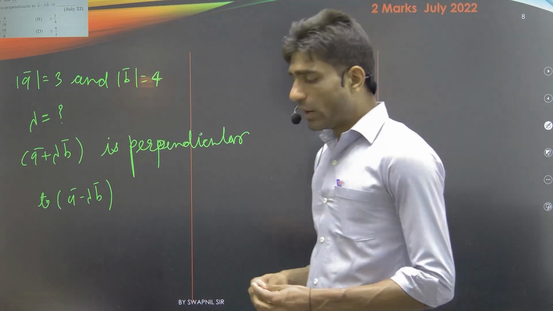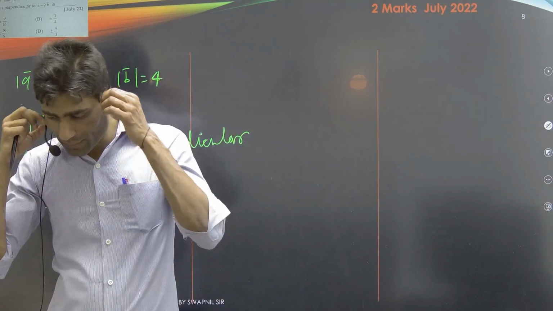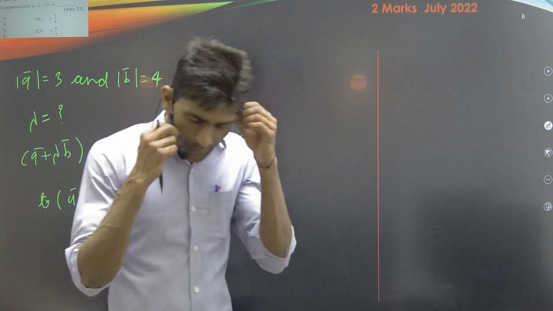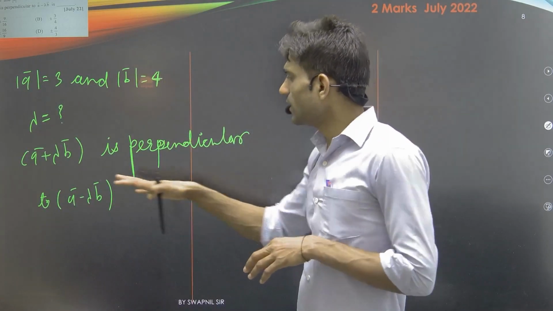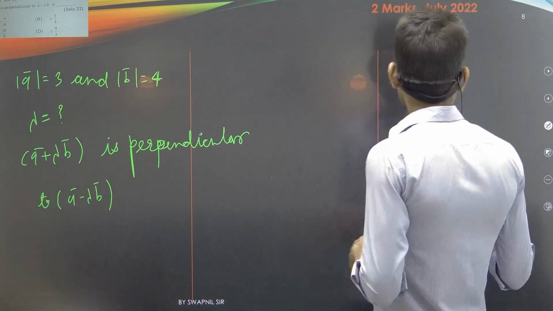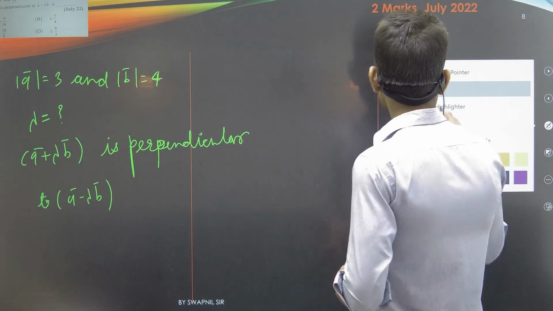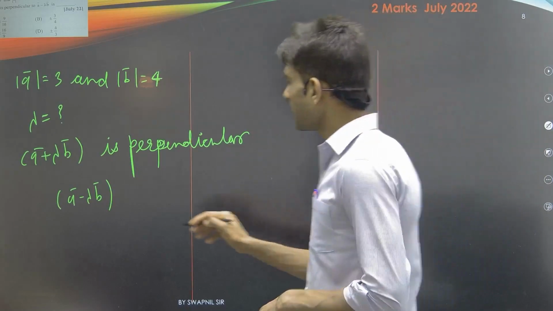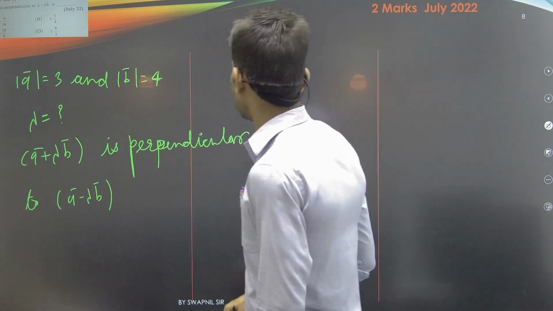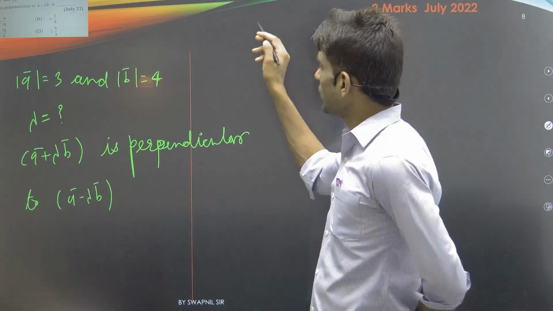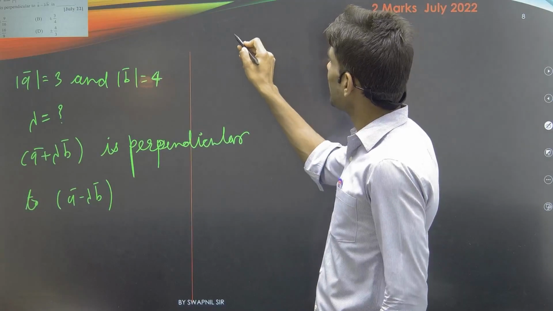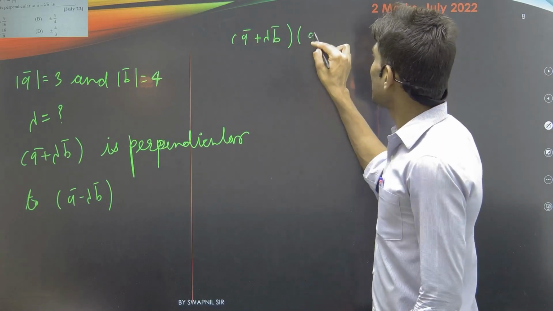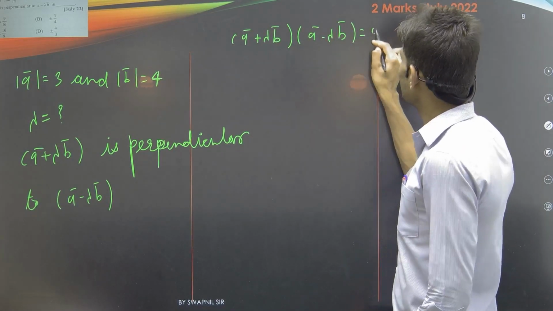Now we have to understand first, when vectors are perpendicular, how we write it. If two vectors are perpendicular, the condition for perpendicularity says that we take the dot product of a bar plus lambda times b bar with a bar minus lambda times b bar, which gives us the value 0.